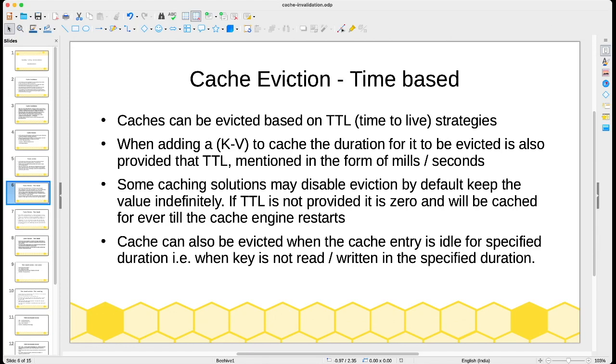Some of the caching solutions may disable eviction by default to keep the value indefinitely as well. So by default, there is no TTL. If the TTL is not provided, the TTL is set to 0. It means that the data will live in the cache memory forever. Cache can also be evicted when the cache entry is idle for a specified duration, or when the key is not read or written into.